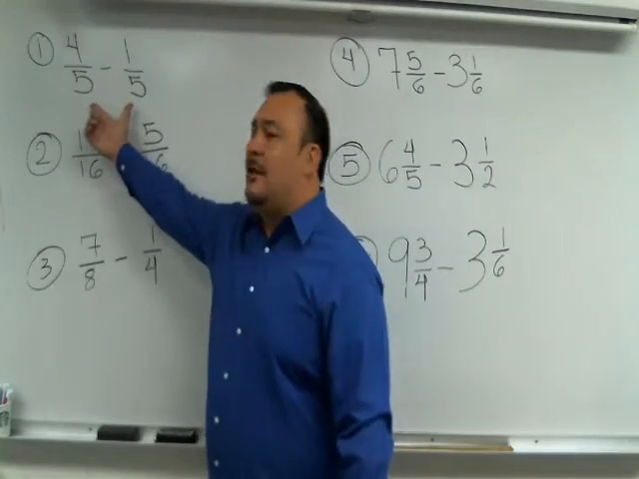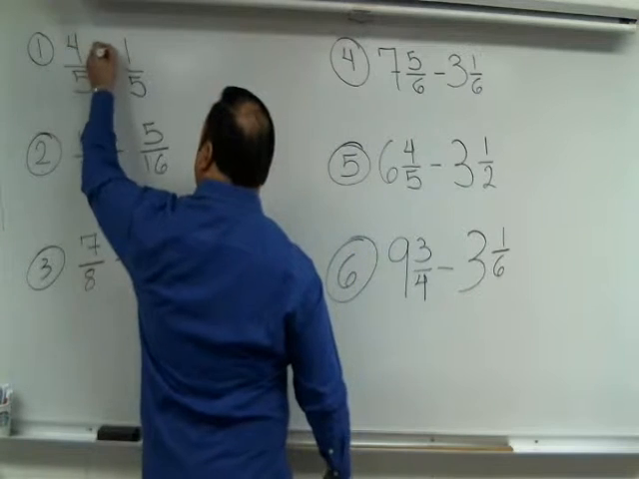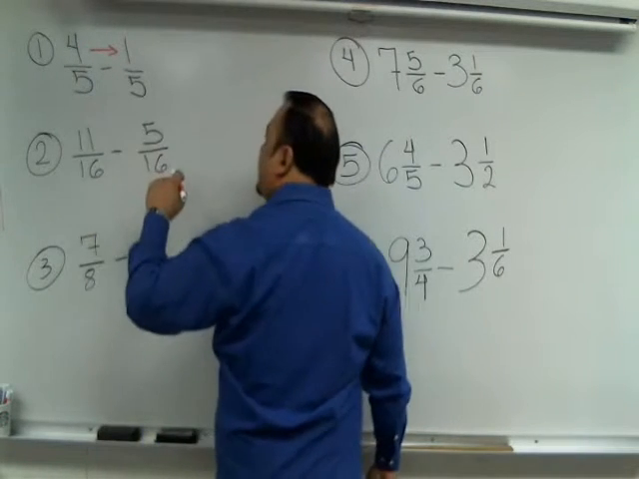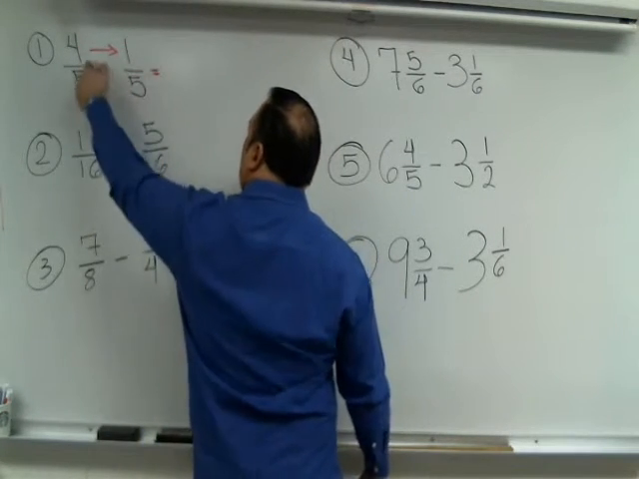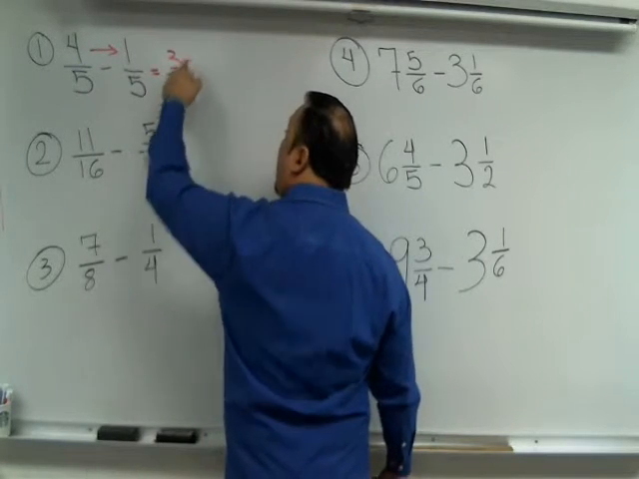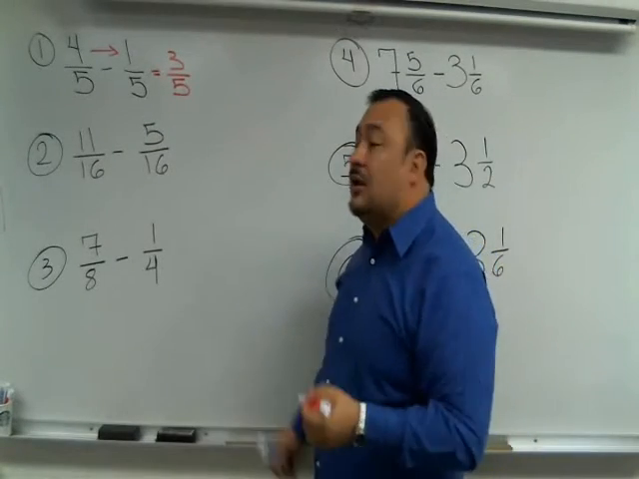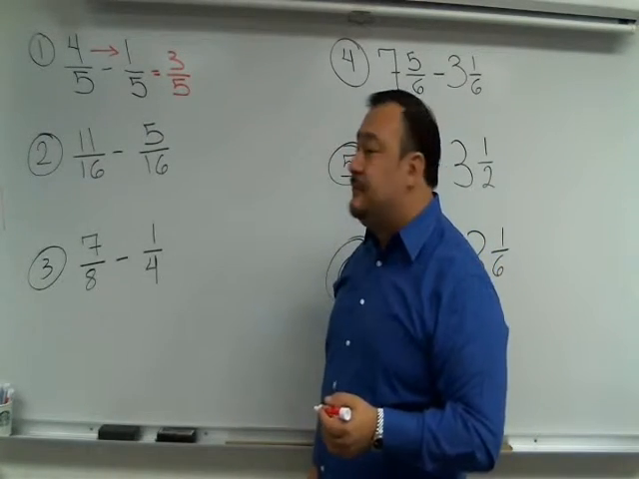We already have a common denominator, so we go ahead and subtract our numerators. We're just going to subtract the numerators just like in addition. So 4 minus 1 equals 3 over 5. There is no common number between 3 and 5. They're both prime numbers. So that's it, 3 over 5.